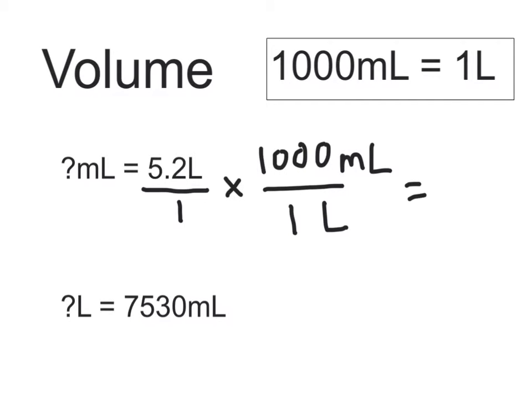5.2 times 1,000 divided by 1 is going to be 5,200 milliliters. Solve the other conversion problem. Convert from 7,530 milliliters to liters. Show your work and your answer in the notes that you submit to Mrs. Benke.